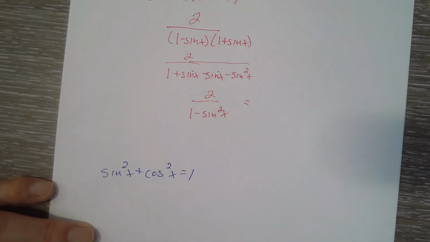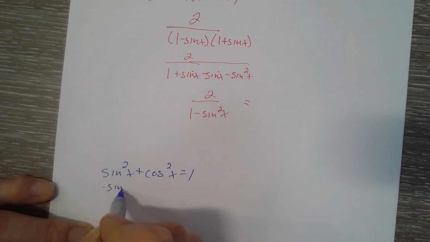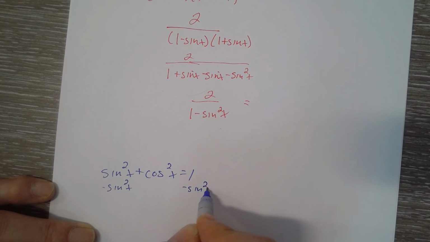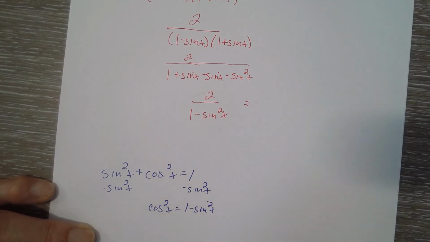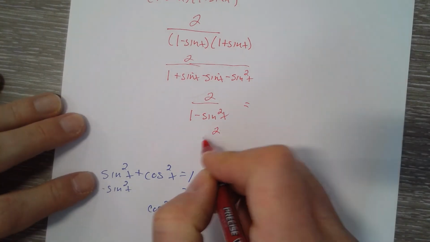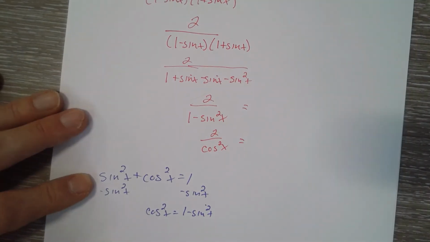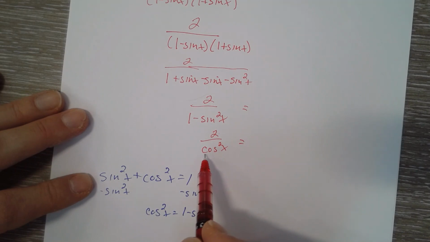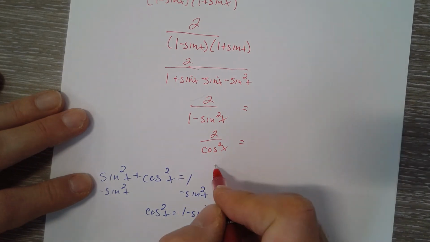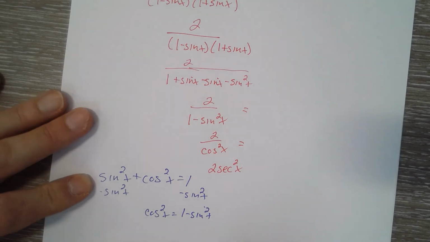So if I was going to rewrite 1 minus sine squared, I'm just going to manipulate this a little bit. I could replace it with cosine squared. So it's now 2 over cosine squared x. And if I move cosine to the top, it becomes secant. So I have 2 secant squared x, which is what we were looking for.